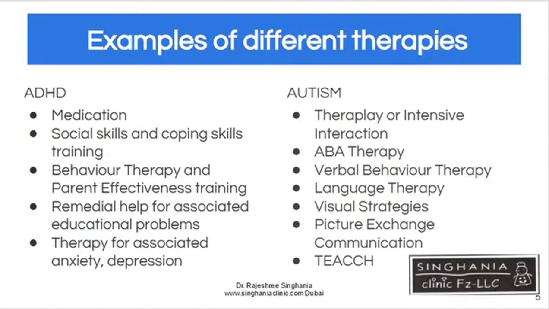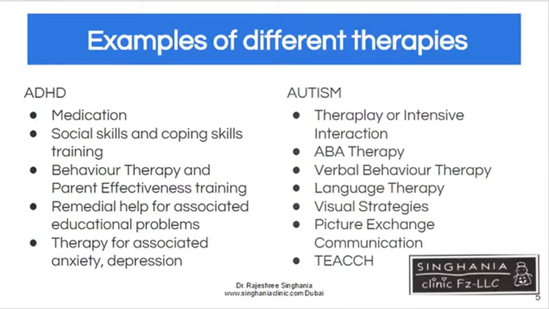And these are examples of different kinds of therapies. For example, in ADHD, medication would be a form of treatment, though not necessarily a psychological therapy. But certainly social skills and coping skills training is important for children who may have been constantly punished or been rejected because they're too difficult or have learning problems. Behavior therapy and parent effectiveness training is important because often children may be difficult or maybe oppositional, or parents don't know how to deal, and they may actually enable the child, or they may be overly strict or constricting.